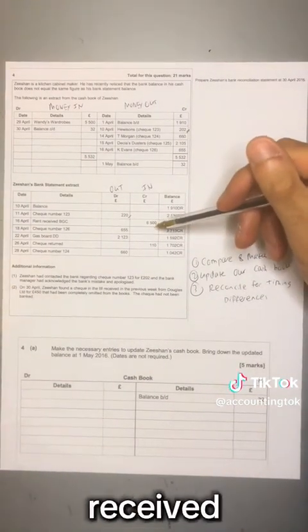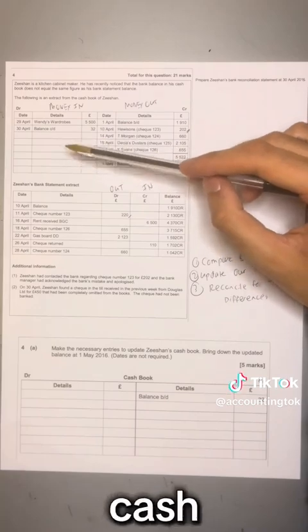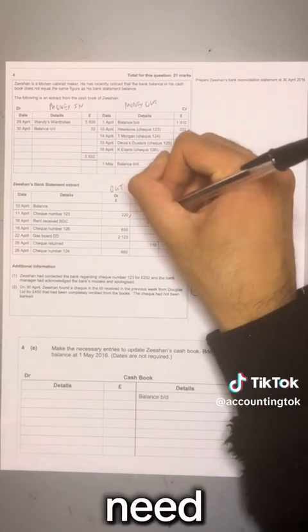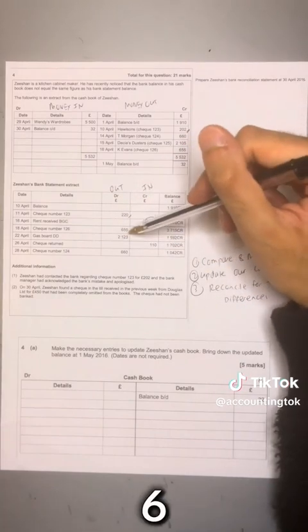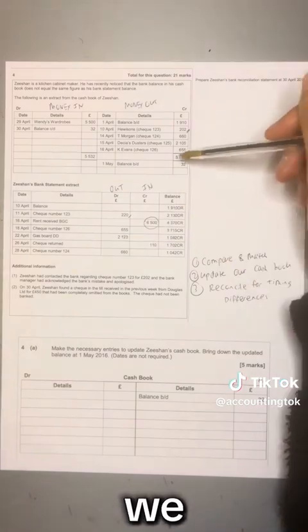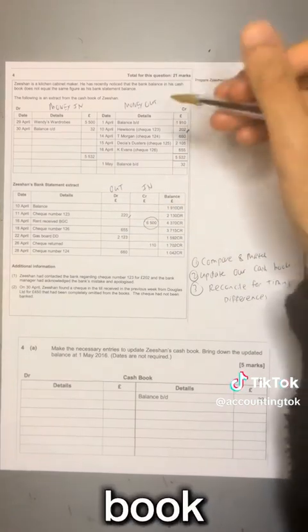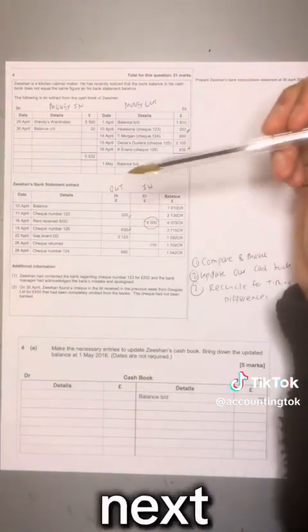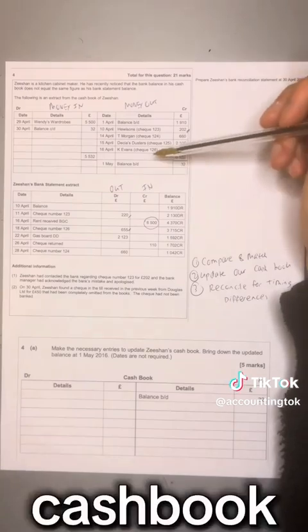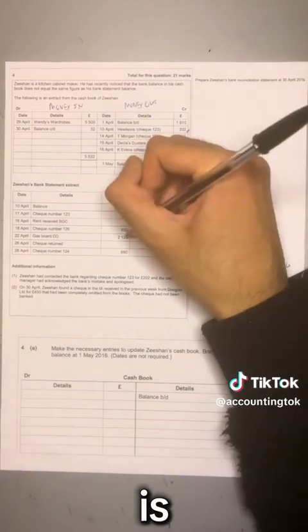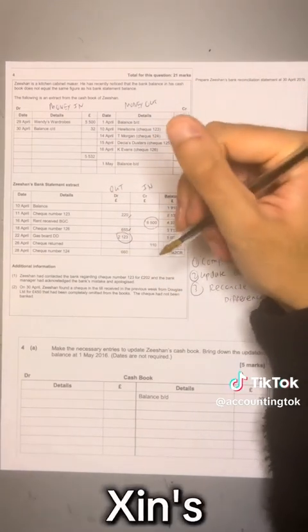And next we have rent received. If you look on the debit side of Zishan's cash book, it's not there. So this is something we need to bring in on Zishan's cash book. Then we have check number 126 for £655. We can see this in Zishan's cash book, so we can match these off. Next on the bank statement, we have this direct debit of £2,000. But if you check Zishan's cash book, it's not on there. So this is something we also need to update Zishan's cash book with.